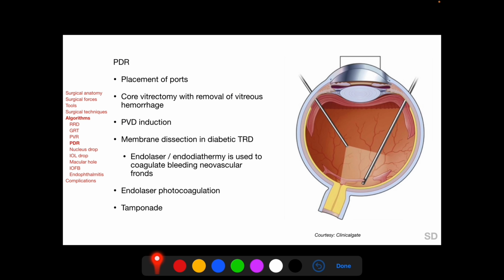The algorithm for proliferative diabetic retinopathy is placement of ports, core vitrectomy with removal of vitreous hemorrhage, PVD induction, membrane dissection in diabetic tractional retinal detachment, endolaser photocoagulation, followed by tamponade.